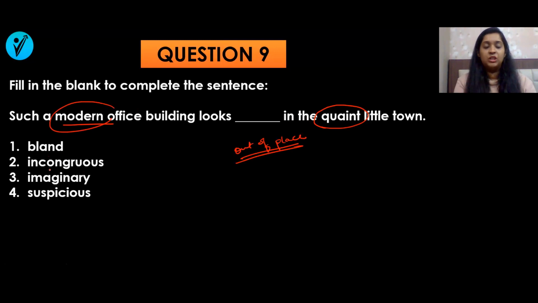Now, which option matches with out of place? Bland means probably not spicy or not interesting. So it's not about it does not look interesting. Imaginary would be it doesn't exist and I'm imagining things. Suspicious would be making me feel doubtful about it. But incongruous means asymmetrical. Okay, so congruent triangles are incongruent triangles, so not going with the look. And that is exactly, so basically it means out of place. Exactly what we are looking for to fill in the blank with. So it is option 2.